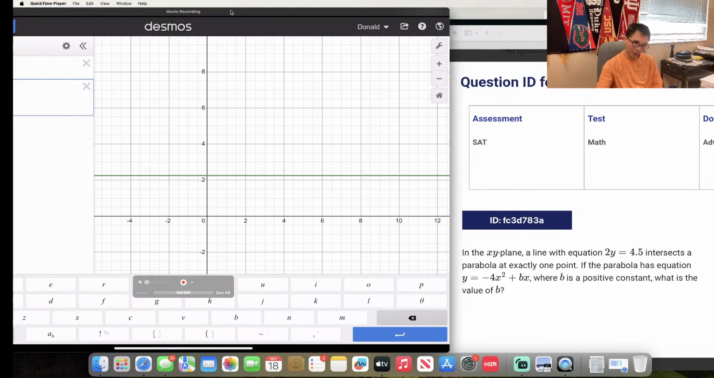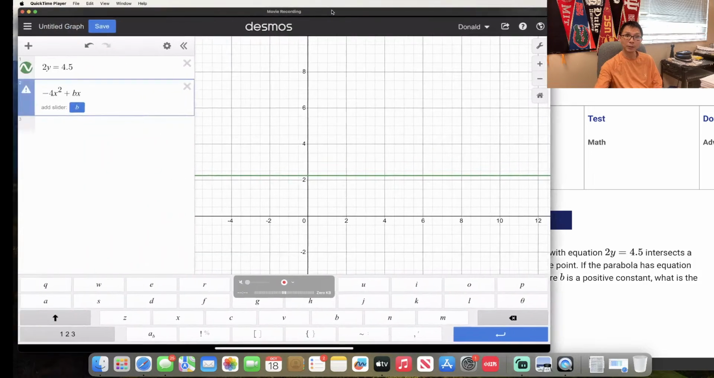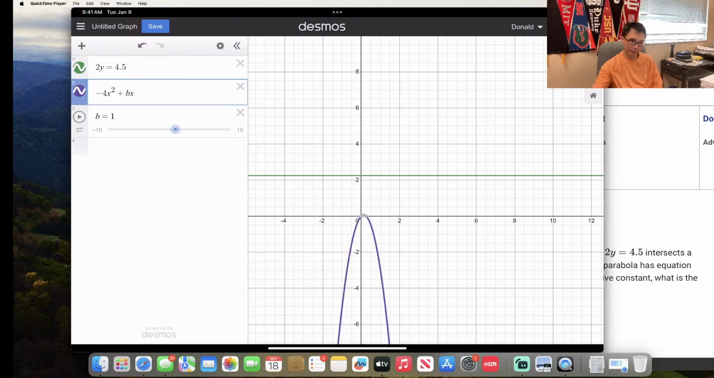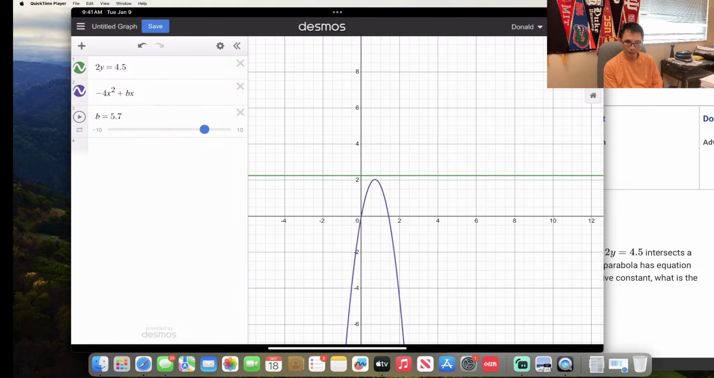Pay attention to what I'm about to do. Do you see that a slider over there? No. Oh, I'm sorry, I'm going to change to this side. Do you see this a slider there? You're going to add a slider, and you're going to move this point until you get one thing. And there you go, you got one solution.